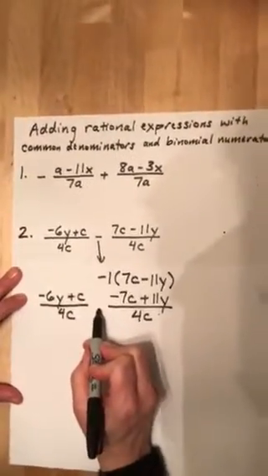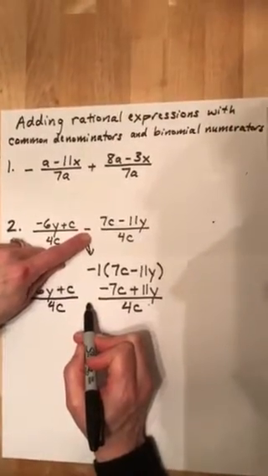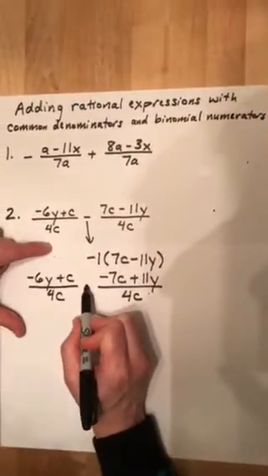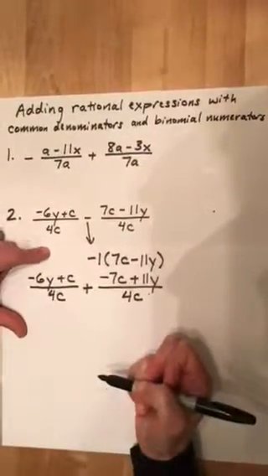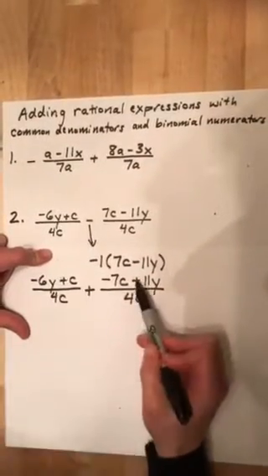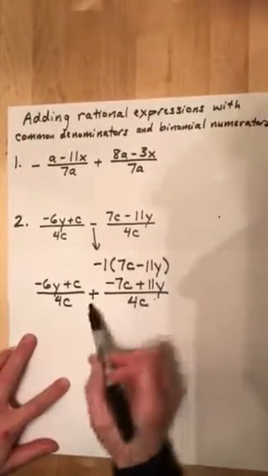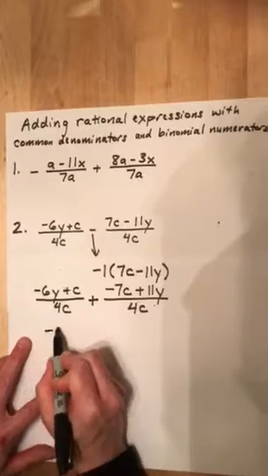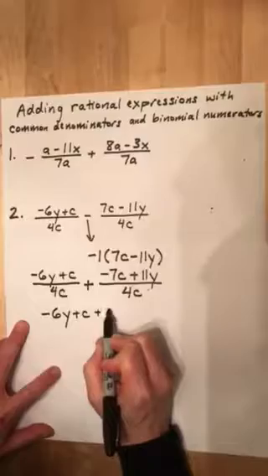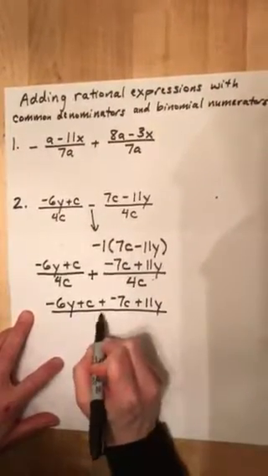What should go in between these? Well, I've already used my subtraction and rewritten that as a negative 1 times each of these things, and so there should really be a plus sign here. So you can think of always subtraction as adding the opposite. So we took the opposite of each of those terms in the numerator. So now this is a plus. So combine both of these numerators together, negative 6y plus c plus negative 7c plus 11y, all over 4c.